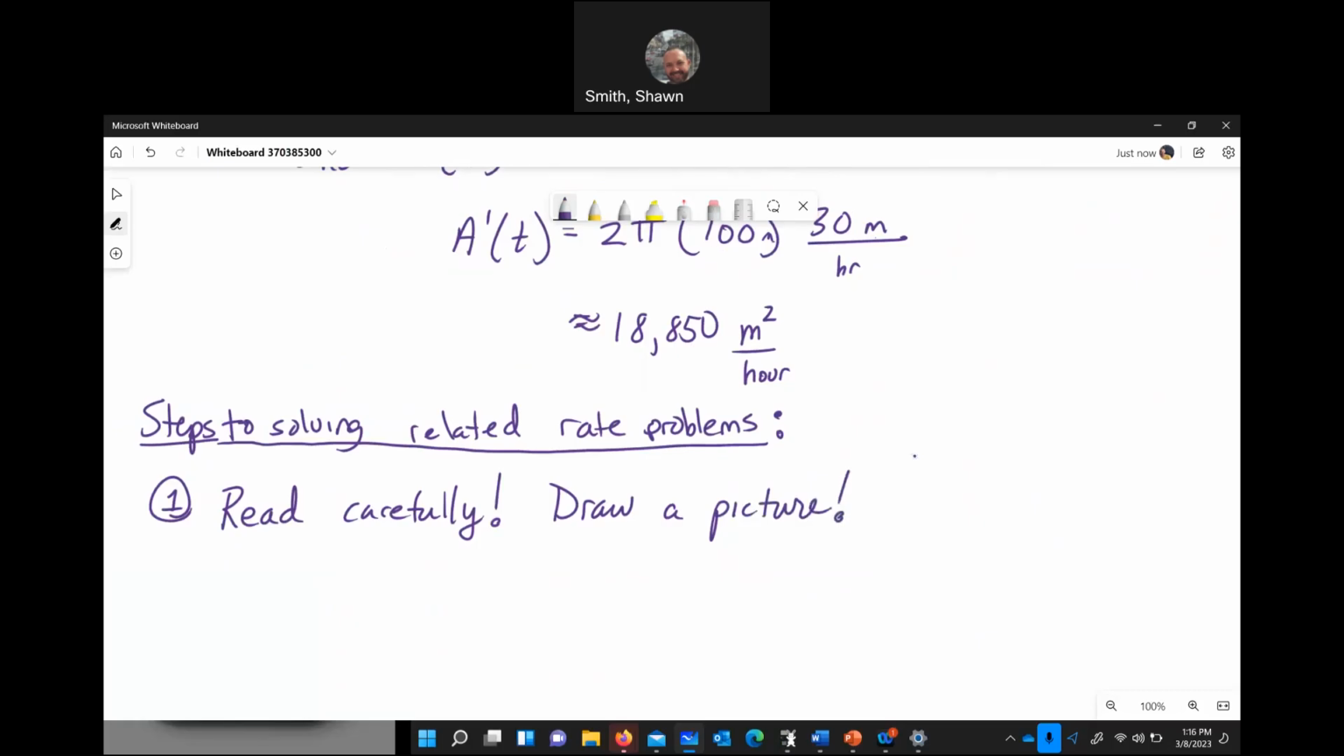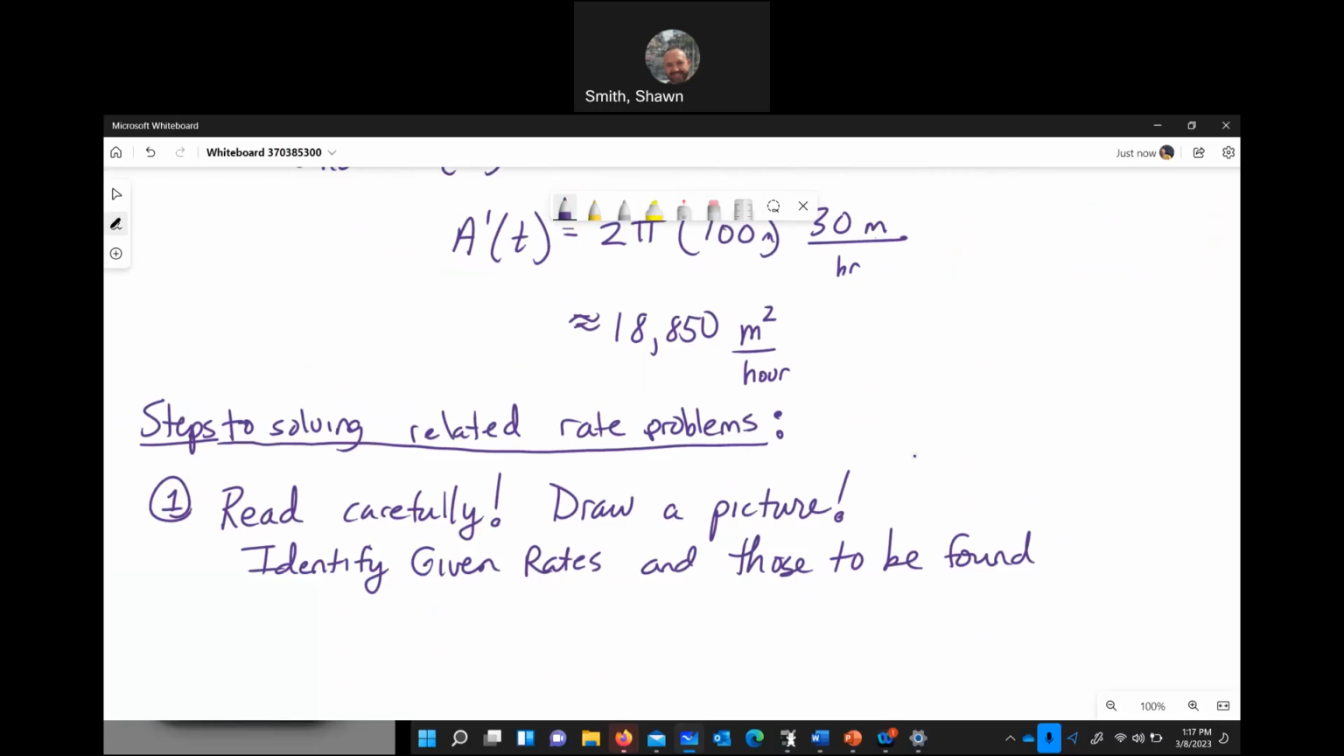Identify the given rates and those to be found. So we're always looking for some derivative, right? A rate of change. We will most likely also be given a rate of change. So identify those parts, okay?